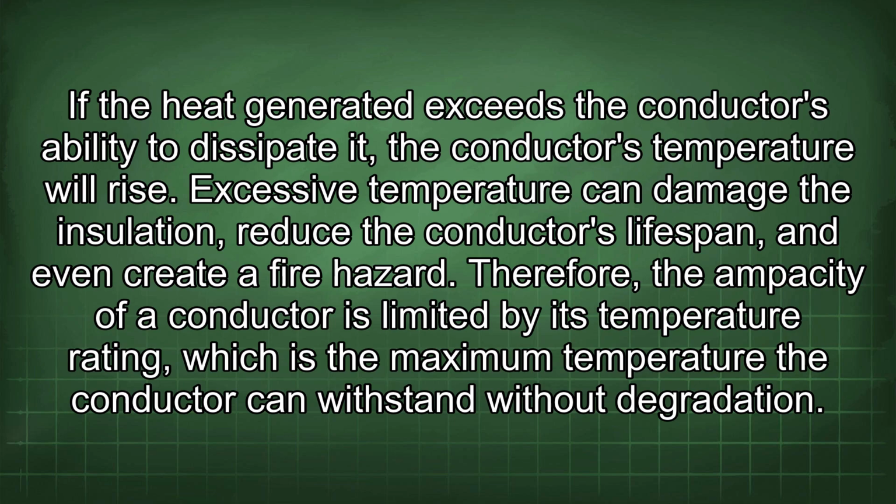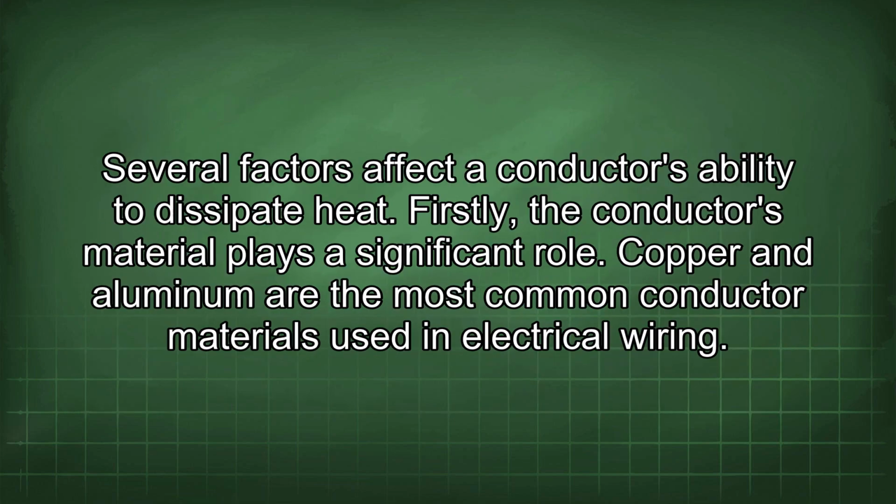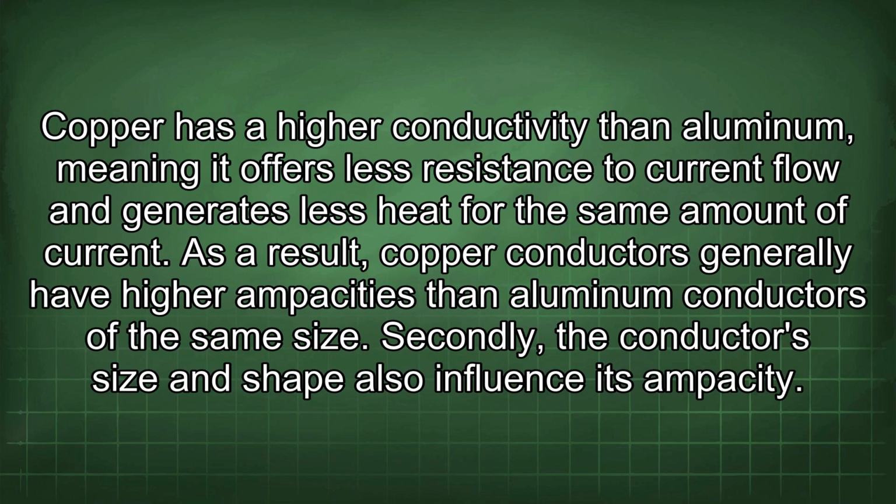Therefore, the ampacity of a conductor is limited by its temperature rating, which is the maximum temperature the conductor can withstand without degradation. Several factors affect a conductor's ability to dissipate heat. Firstly, the conductor's material plays a significant role. Copper and aluminum are the most common conductor materials used in electrical wiring. Copper has a higher conductivity than aluminum, meaning it offers less resistance to current flow and generates less heat for the same amount of current. As a result, copper conductors generally have higher ampacities than aluminum conductors of the same size.